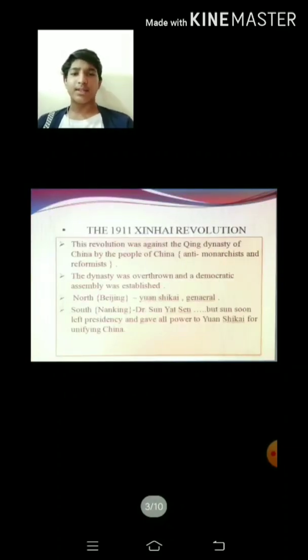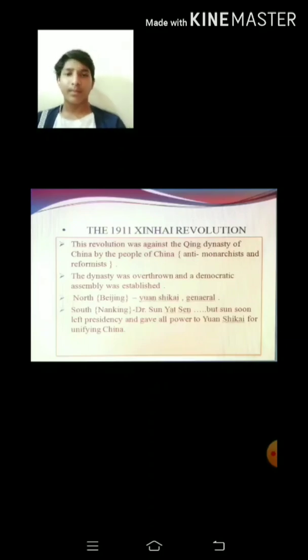The 1911 Xinhai Revolution. This revolution was against the Qing dynasty of China by the people of China. As we all know, China was under the control of many dynasties for a long time. But finally, in 1911, there was a big revolution against this dynasty. The people who participated were anti-monarchists and reformists. Anti-monarchists were those who did not want anyone to rule them, and reformists were the educated people. The dynasty was overthrown and a democratic assembly was established.